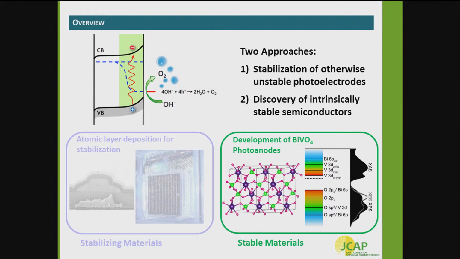Okay, so that's a brief summary of one of the various prototype devices that we have within JCAP that's based on stabilization of otherwise unstable semiconductors. In the second part of this talk, I'm going to take a step back to some of the more basic science advancements that are really based on the discovery of intrinsically stable semiconductor materials. The previous devices are rather expensive semiconductor stacks. They allow us to deepen our understanding of functional assemblies, but the ideal case would be to have semiconductors that are naturally stable.